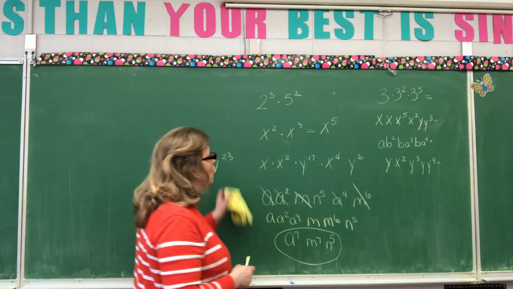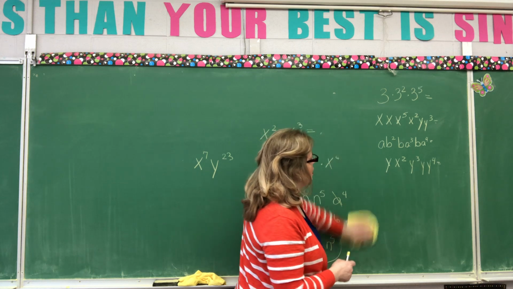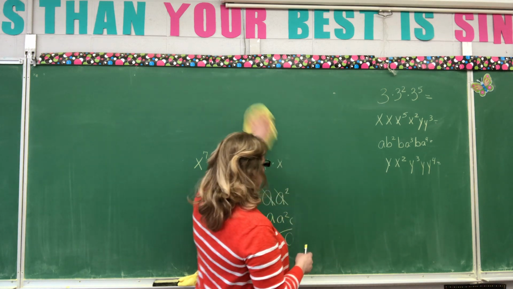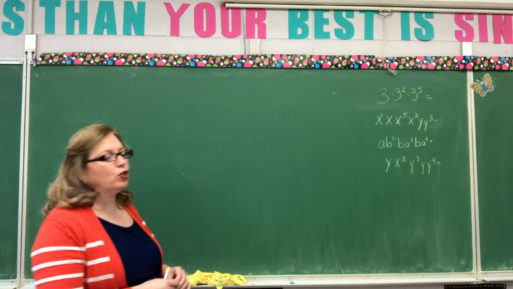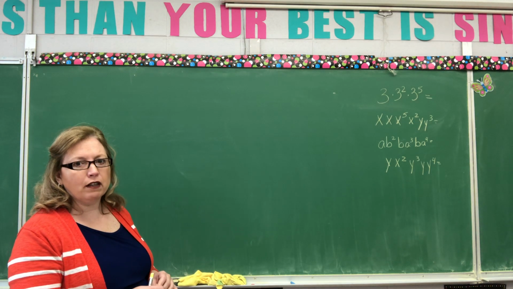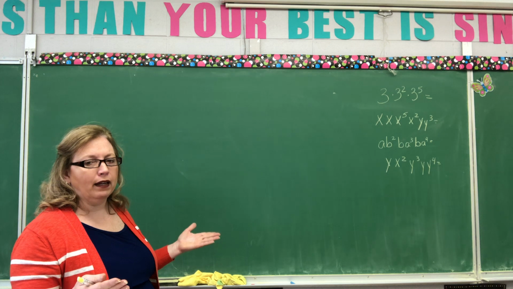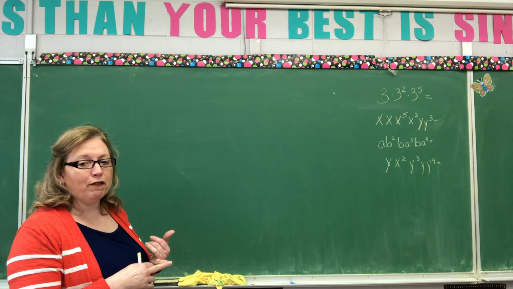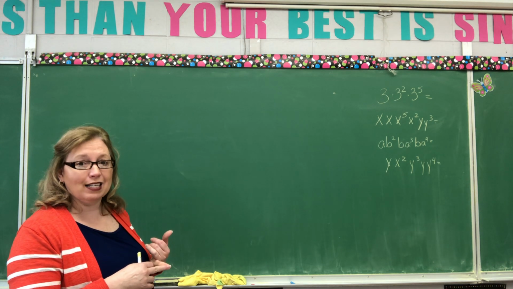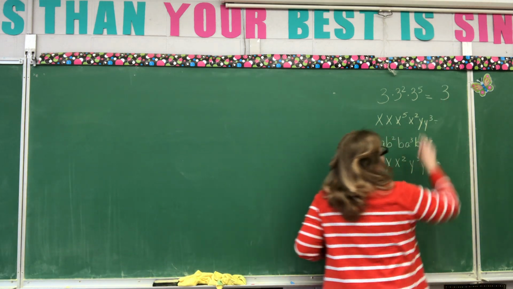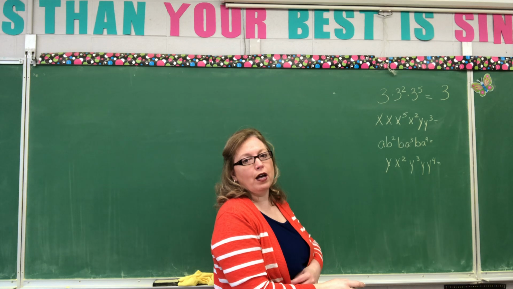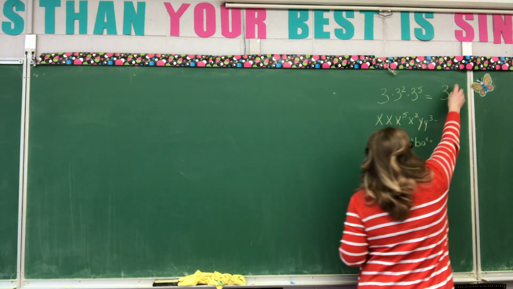Let's look at this next column. Okay, let's look at the next column of problems I've given you. Copy this down. Okay, 3 times 3 squared times 3 to the 5th power. What would that be? First of all, can I simplify it? Yes, because my bases are the same. Bring your base over. And the answer is what? 3 to the 8th power.